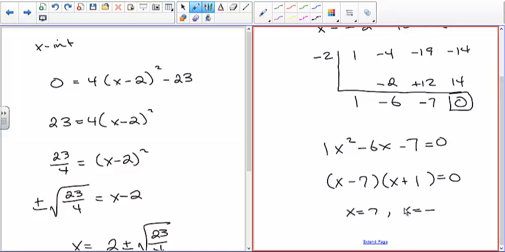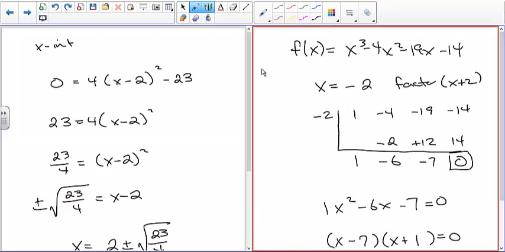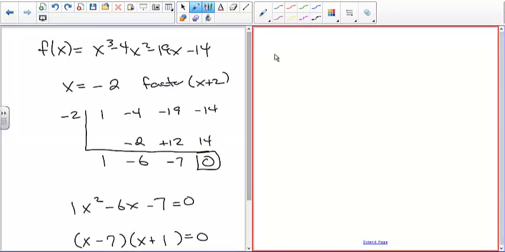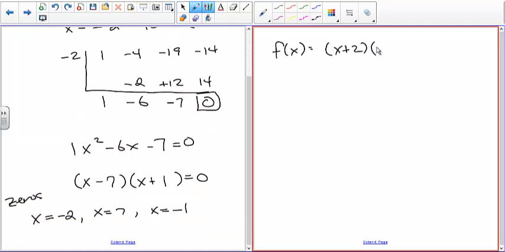So I would say if I asked for the zeros, I'd say they're x equals negative 2, x equals 7, x equals negative 1. And if I wanted to write the original equation in its factored form, I'd multiply the factors together. So I'd have x plus 2, and then I'd have x minus 7 and x plus 1. So that would be the factored version of the original expression.